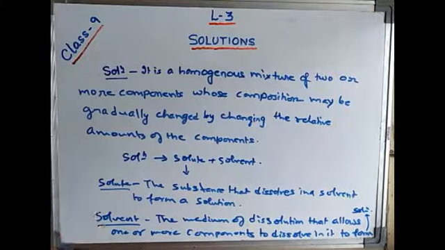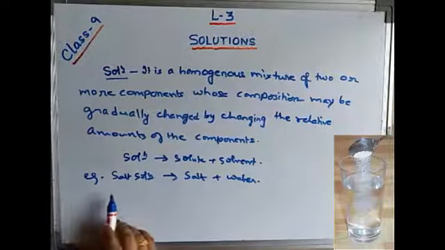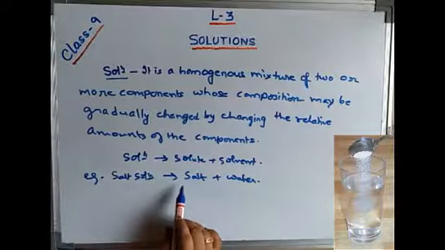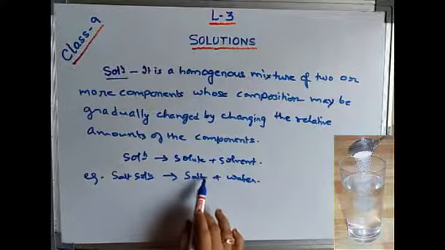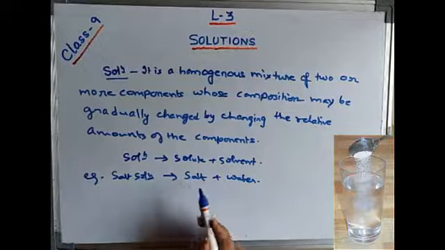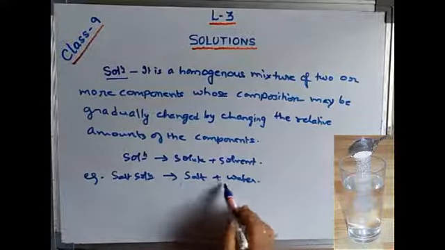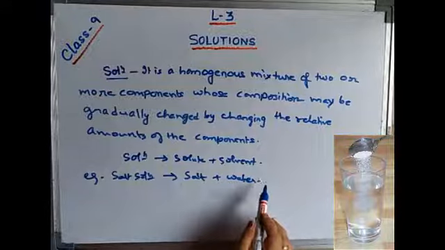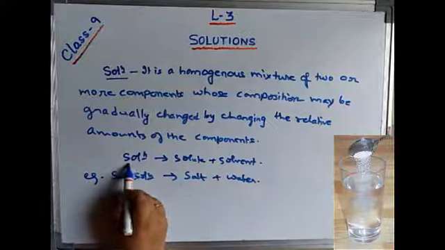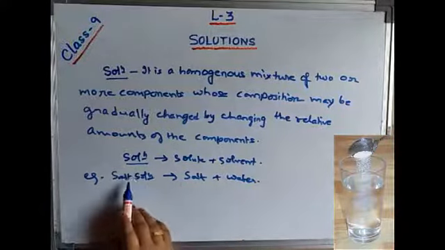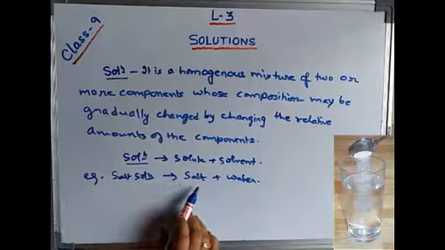Okay, so let us take an example of it. For example, we are taking salt solution. You can take sugar solution also. So salt solution is a homogeneous mixture of salt and water. Now what is the salt here? Salt is the solute, the solid that has been dissolved in the given amount of water. And what is the water here? Water is the medium of dissolution which will allow the salt to get dissolved in it to form what? To form a solution.